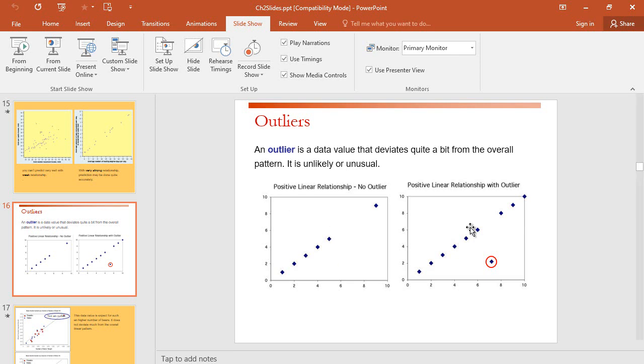So if you look at the two scatter plots here, in the first one, I would say there isn't any outlier. In the second one, the one that is marked in red looks like it deviates a lot from the overall pattern, so that could be an outlier.